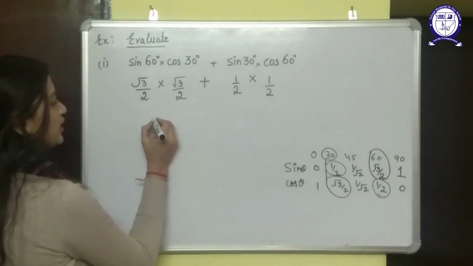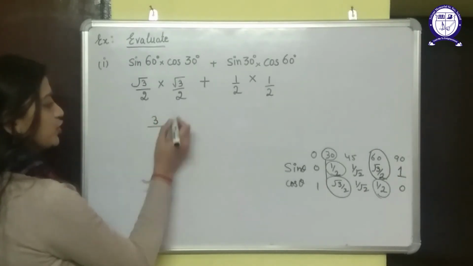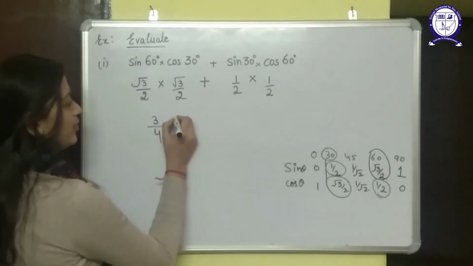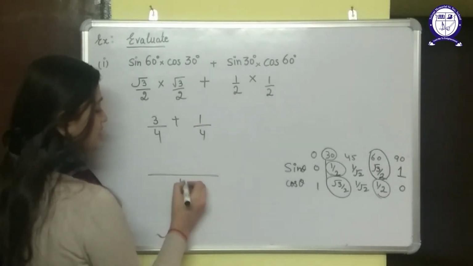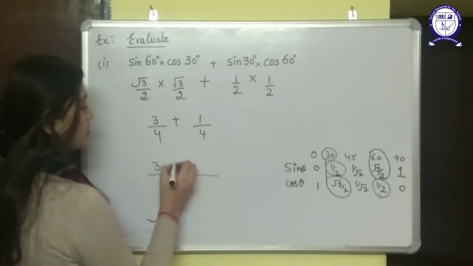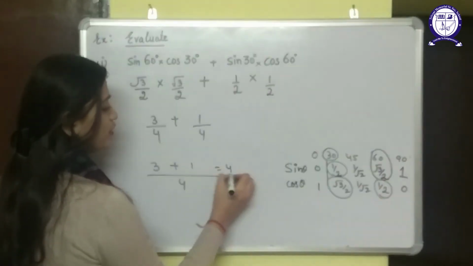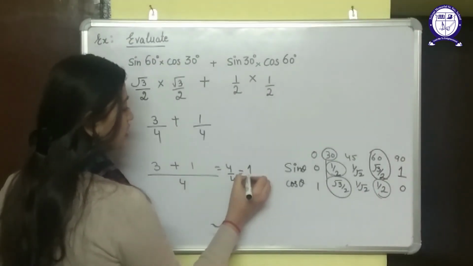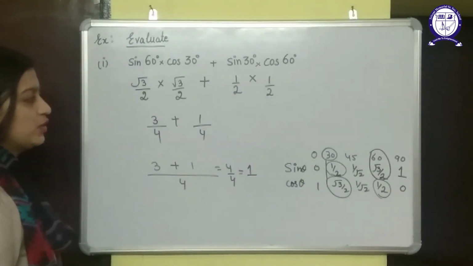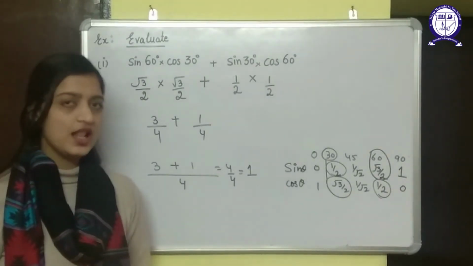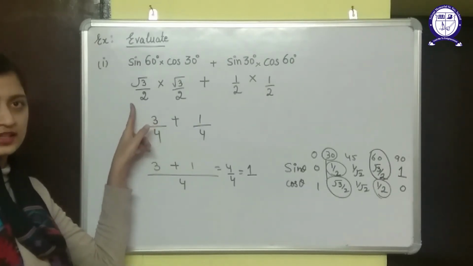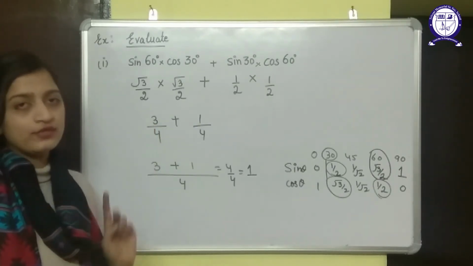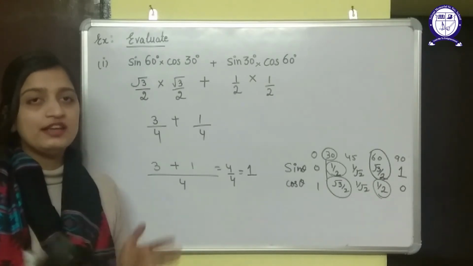Root 3 into root 3 is 3. 2 into 2 is 4, plus 1 upon 4. Now taking the LCM, 3 plus 1, this is 4 upon 4. So the answer is 1. You can see that the calculation part was very simple, but the main thing is putting the values of the angles correctly. To do that, you have to remember the table very well.